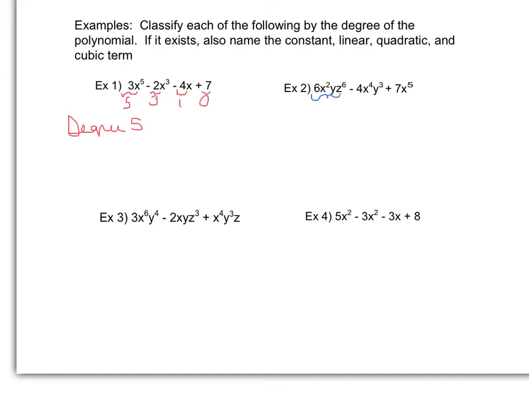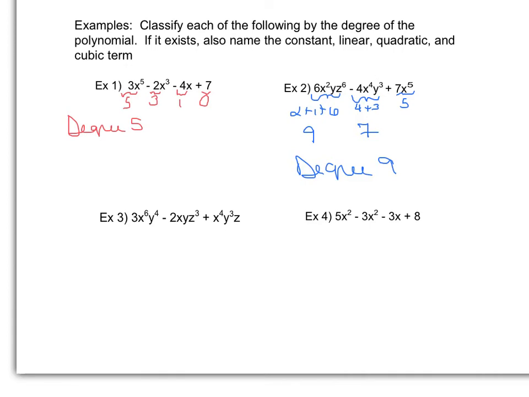On my first term, I see my x has a 2, my y a 1, my z is 6, and if I reference up a little further in my notes, I see I add those together. So 2 plus 1 plus 6 gives me 9. On my second term, 4 plus 3, so 7. On my third term, I just have the single variable, so just a 5. Looking for the largest one, I see my largest term has degree 9, so the overall degree of this entire trinomial is degree 9.